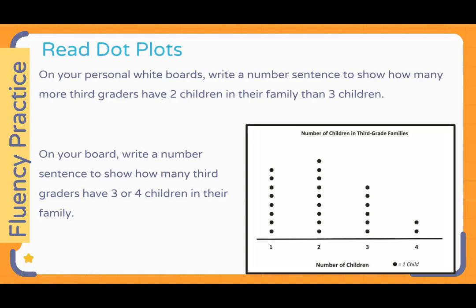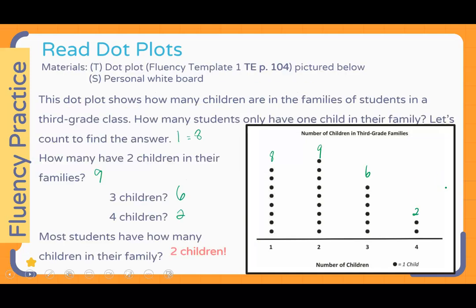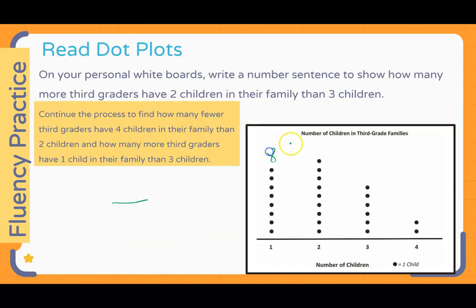So the next thing we want a number sentence to show how many third graders have 3 or 4 children in their family. 3 or 4. So let's go back. We have 8, 9, 6, 2.